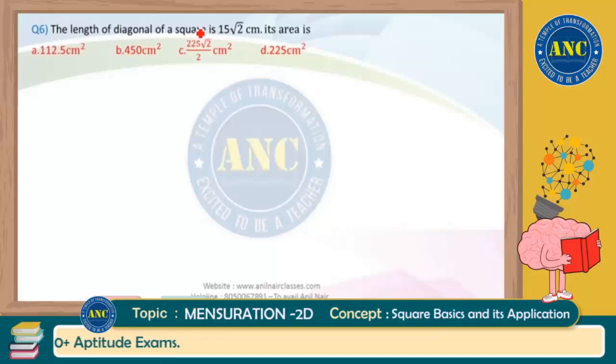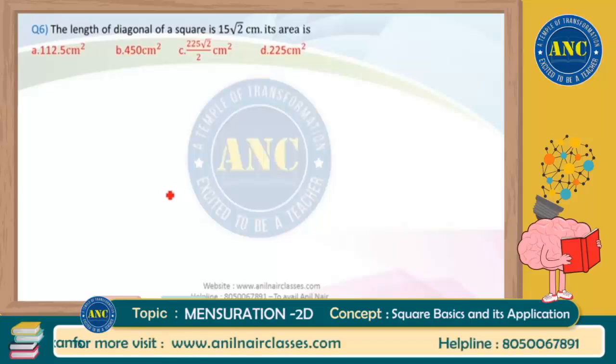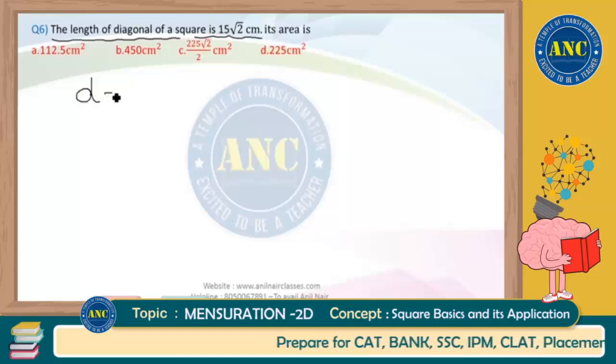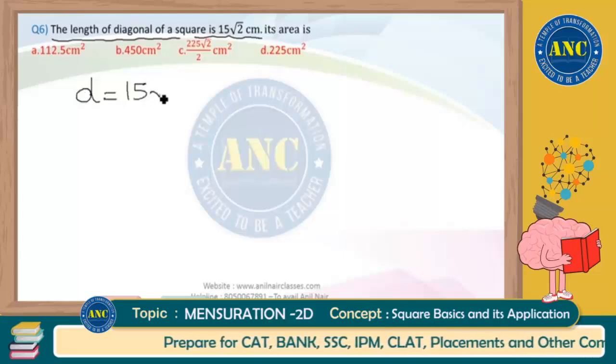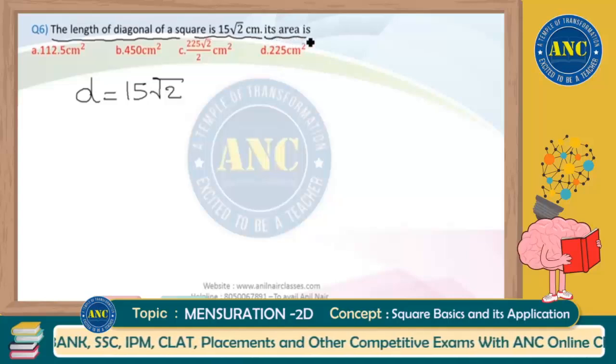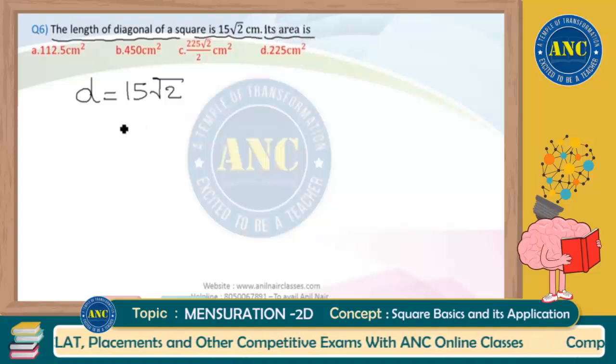Question number 6. Listen to this carefully, sir. A very rare question which had not come in the examination, from all the questions I am taking from the last so many classes of mensuration, two-dimensional figures. Now see here. The length of the diagonal of a square is 15 root 2 centimeters. Find its area.